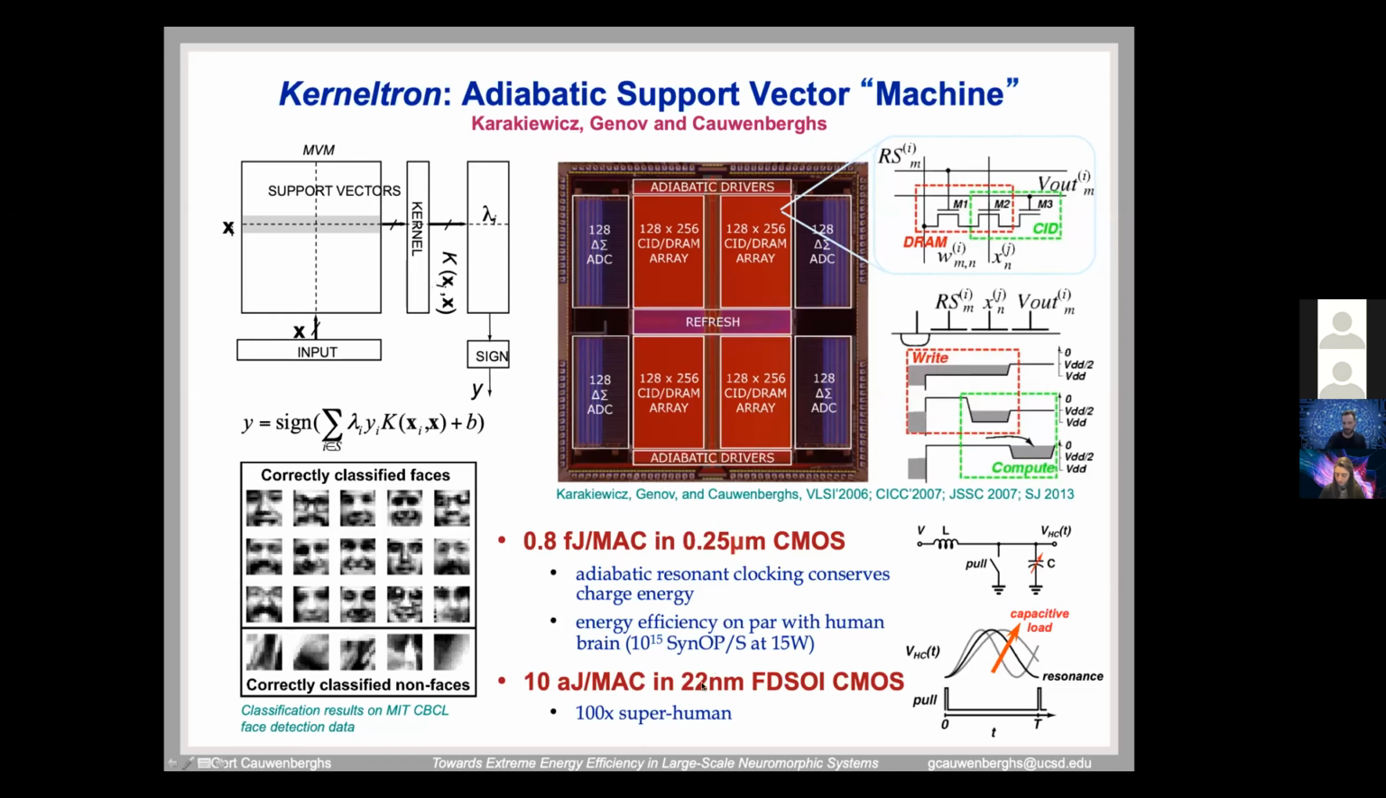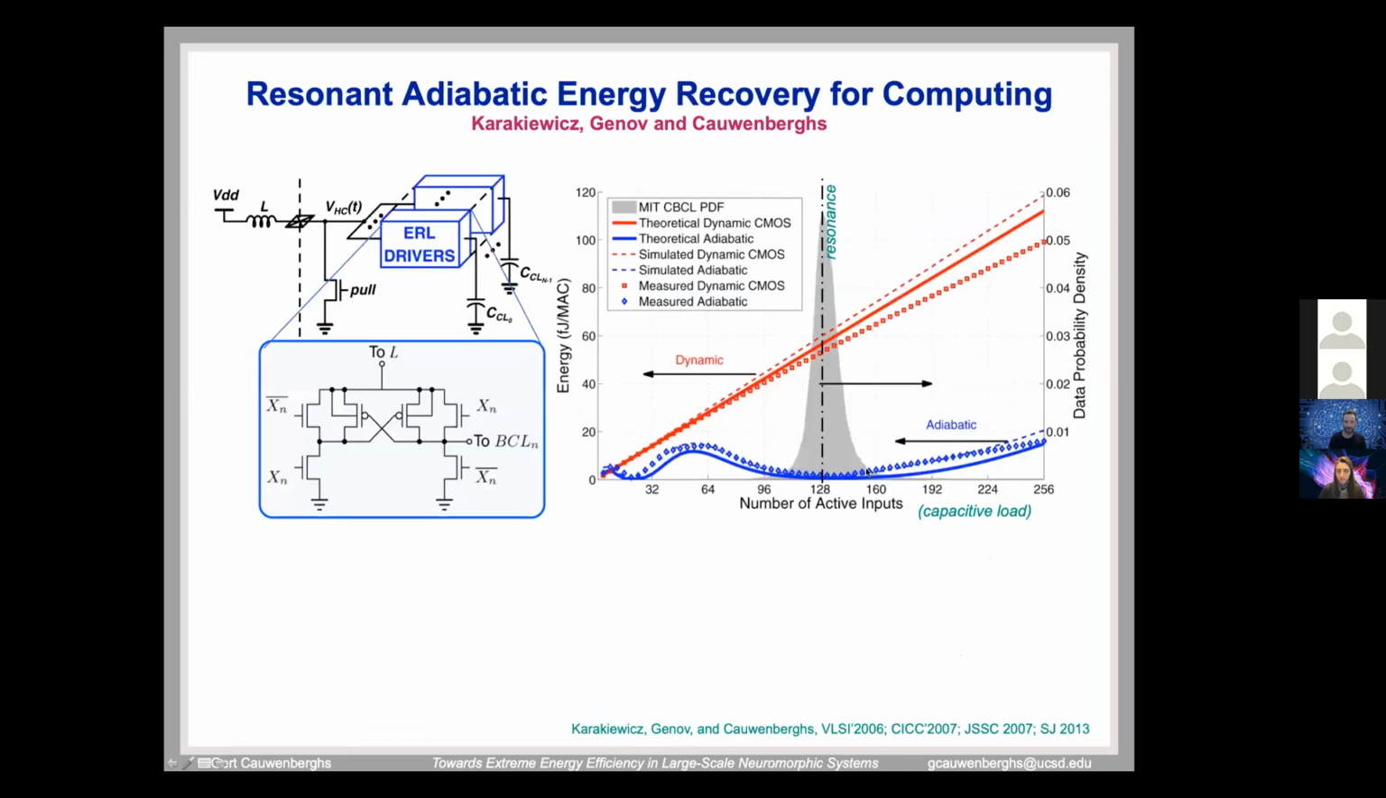If you now take this to much deeper submicron technology, we can go down to attojoules, and in fully depleted SOI technologies things get even better. In fact, this is showing how we actually do this. Those are the ERL drivers, the energy recovery logic drivers.